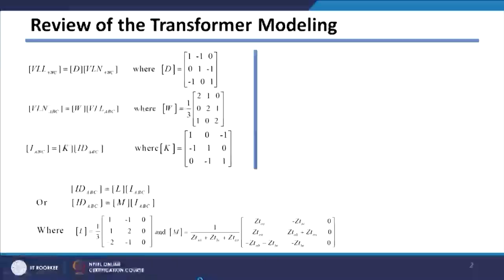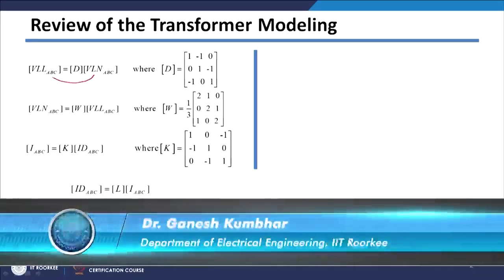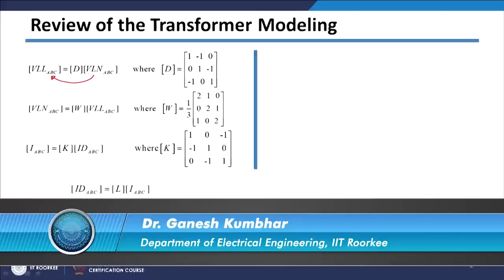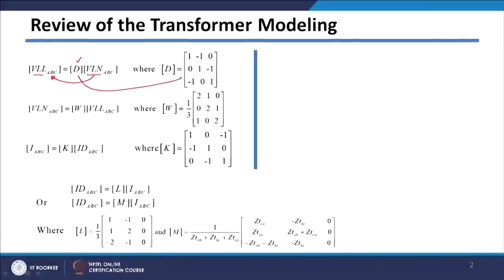So we have seen, for this case, if you want to convert your line to neutral voltages to line voltages, your conversion matrix is D. So, line to neutral voltages can be converted to the line voltages using matrix D, and this matrix D is given here. And then to convert line voltages to line to neutral voltages, you have this conversion matrix W, and this W is given here.